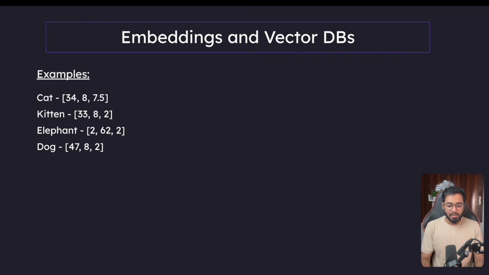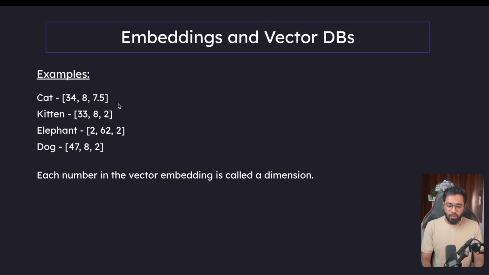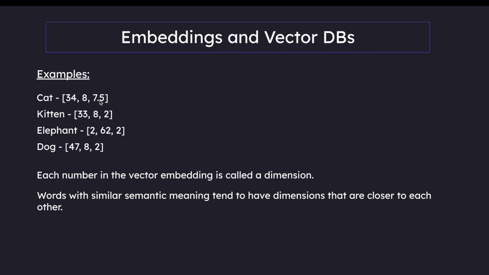Let's look at a few more examples. Right here you can see we have the vector embeddings of 4 different animals: cat, kitten, elephant, and dog. These are arbitrary numbers, but just for the sake of learning, let's say these are the vector embeddings of these 4 animals. Each number in the vector embedding is called a dimension. In the vector embedding of cat, 34 is the first dimension, 8 is the second dimension, 7.5 is the third dimension. Words with similar semantic meaning tend to have dimensions that are closer to each other.